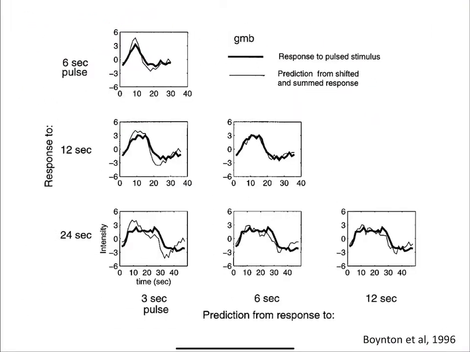Okay. So this was the 6-second response. So this is the prediction using the 3-second responses. The solid curves are what they actually measured. And then the light curve is what they got if they took a 3-second response and then just shifted and summed those responses to predict the 6, the 12, and the 24-second responses. So this is rather remarkable in the sense that, to first order, the brain is actually satisfying these summation properties. And the fact that it does underlies all of the subsequent fMRI analyses.